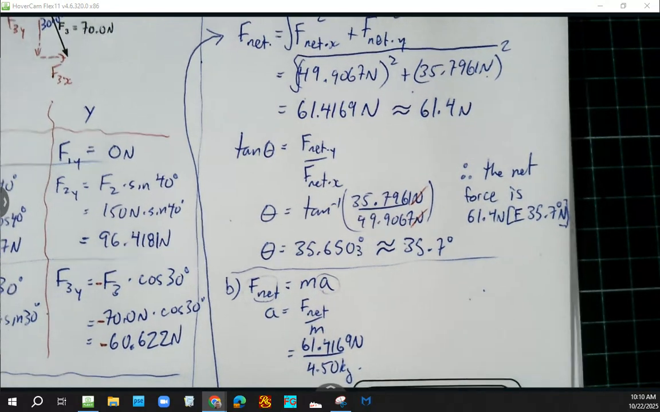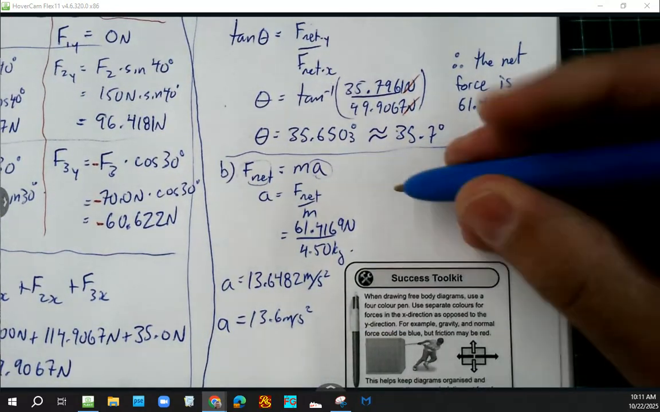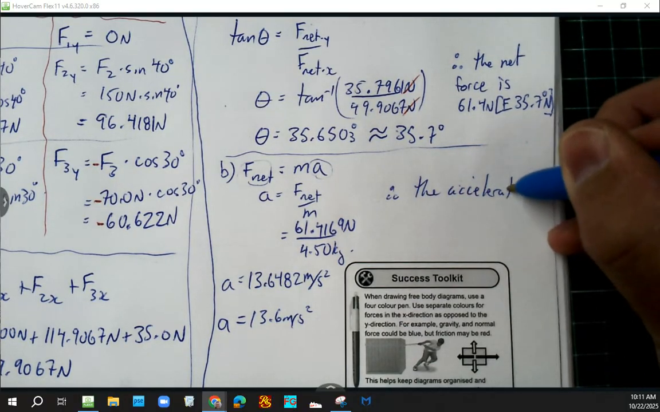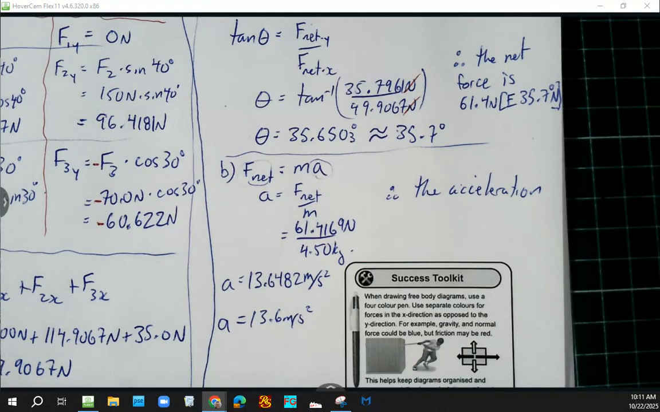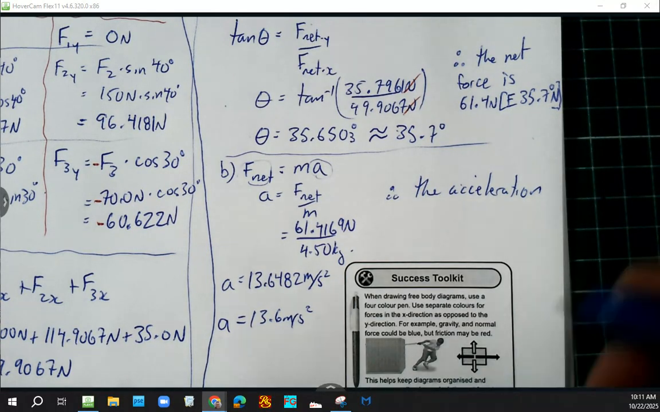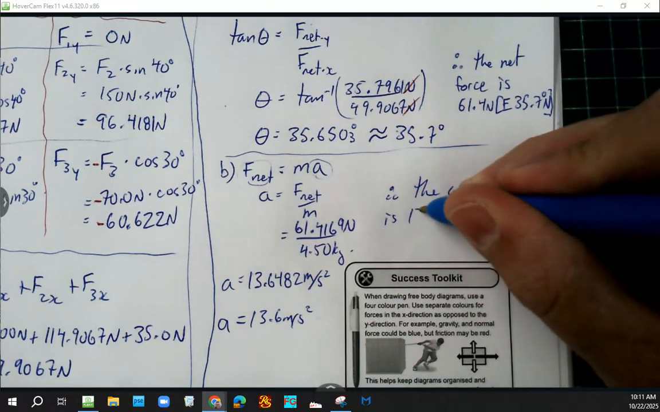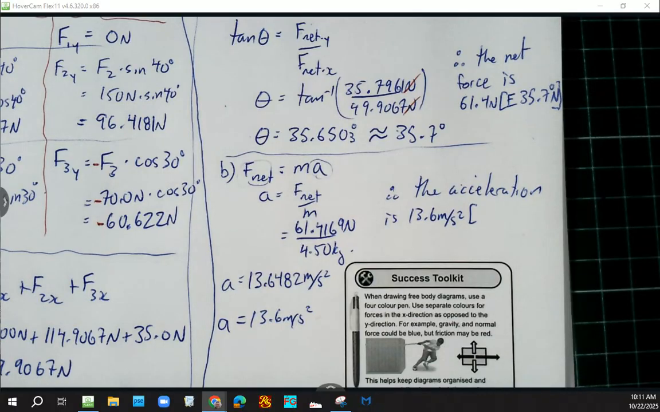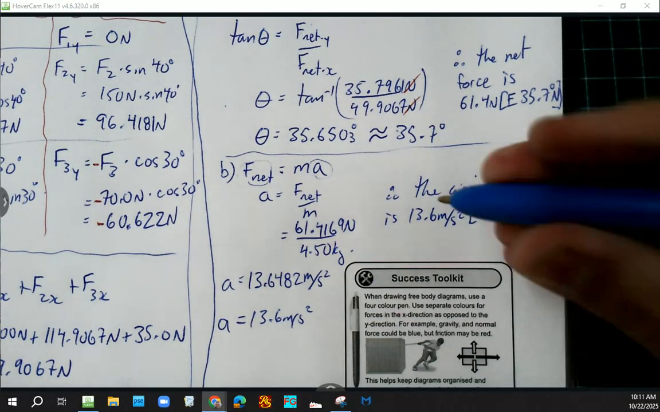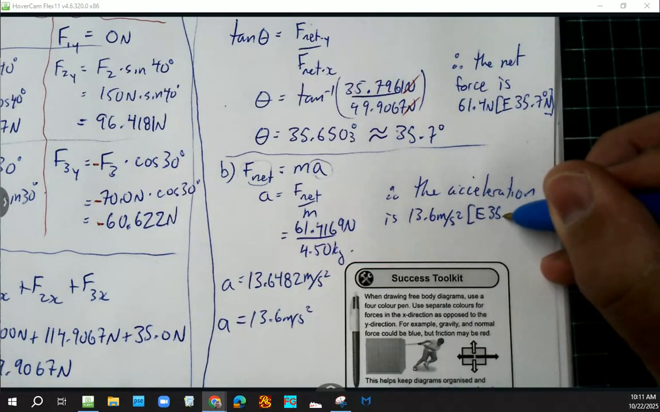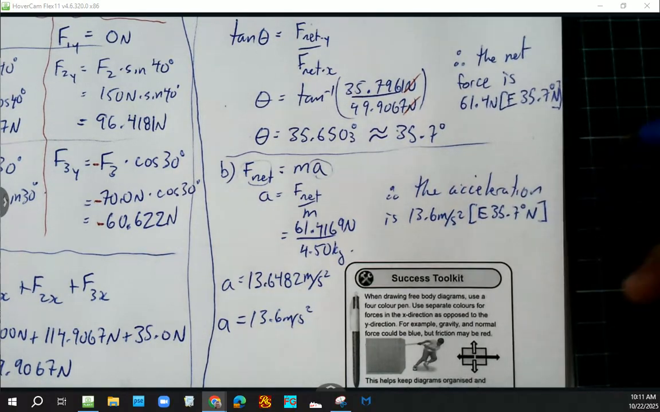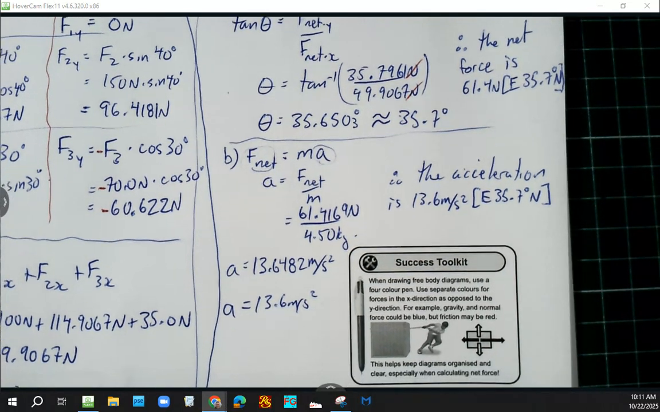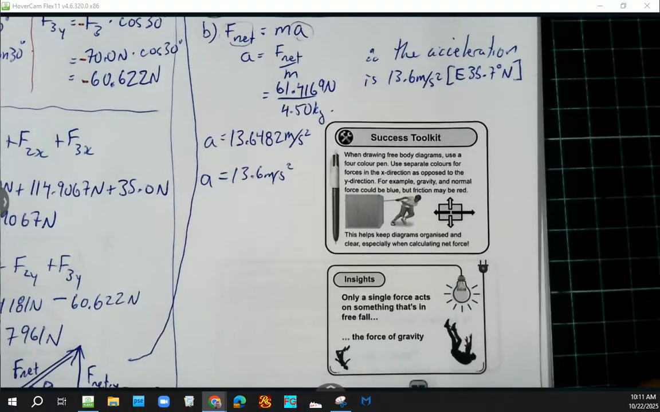And then if I'm going to write my, oh shoot, I'm off page. If I'm going to write my therefore statement, I might say therefore, the acceleration is, you thought I was going to run out of space. But this was a really short little part after I did all that other stuff. The acceleration is 13.6 meters per second squared, and the direction that it accelerates is the same direction at which the net force was pointing. East 35.7 degrees north. Nice. That's a lot.